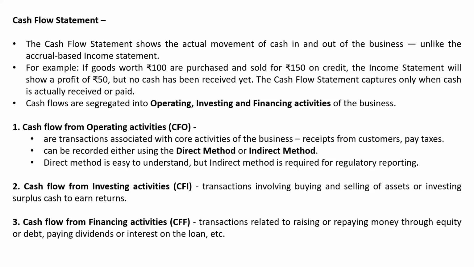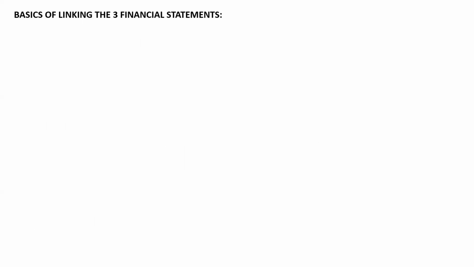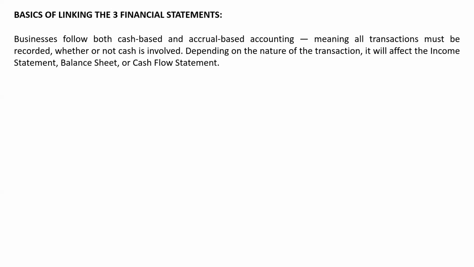Together, these three financial statements help the stakeholders understand not only whether a company is profitable, but also whether it is generating actual cash and is not just showing profits on paper. Now, we'll go through some basic fundamentals that will help us understand how the three financial statements are interlinked. We already know that businesses operate using both the accrual based and the cash based accounting. This means every transaction must be recorded whether or not actual cash is involved.